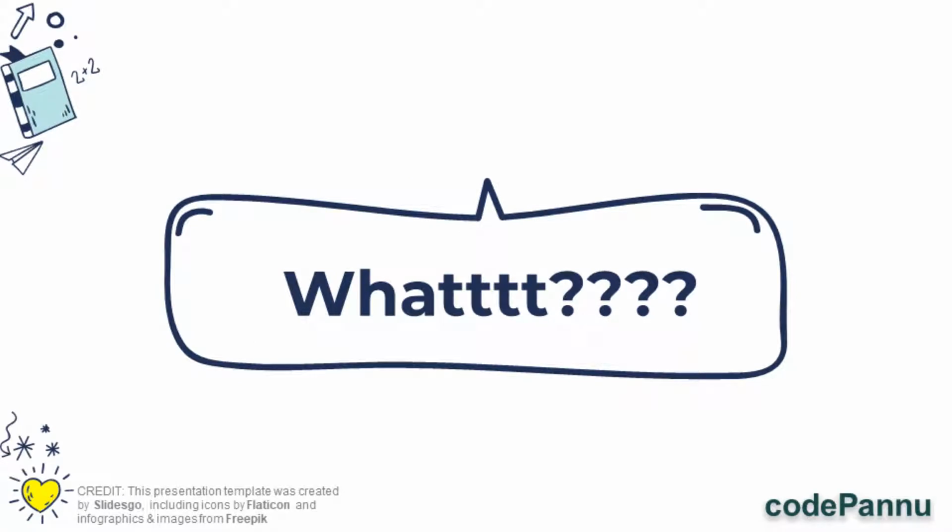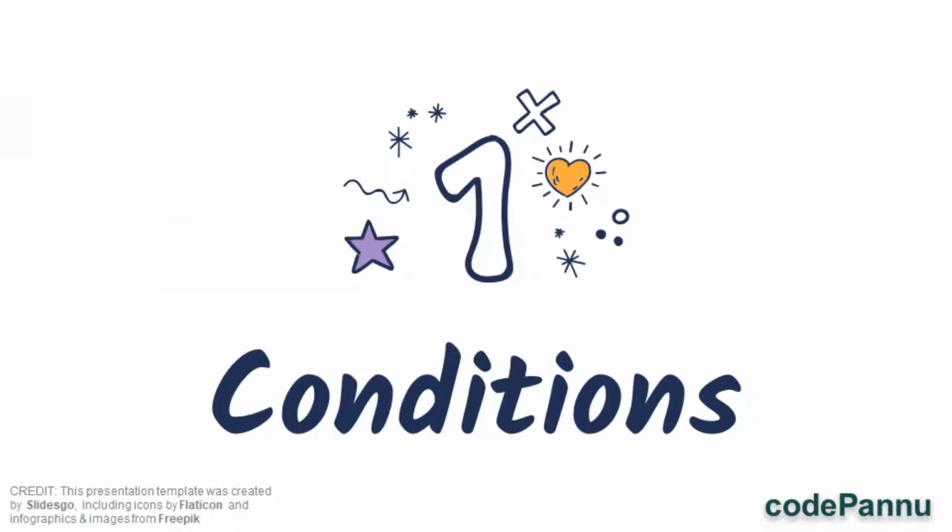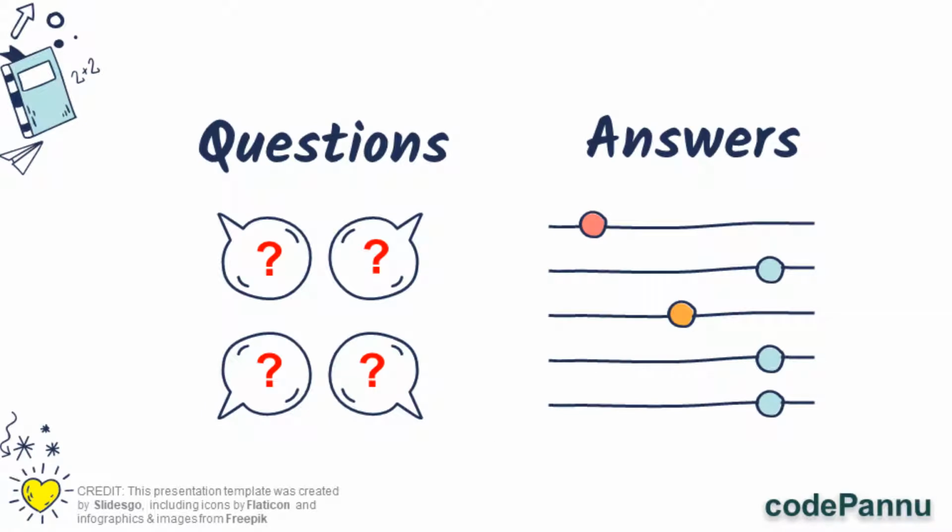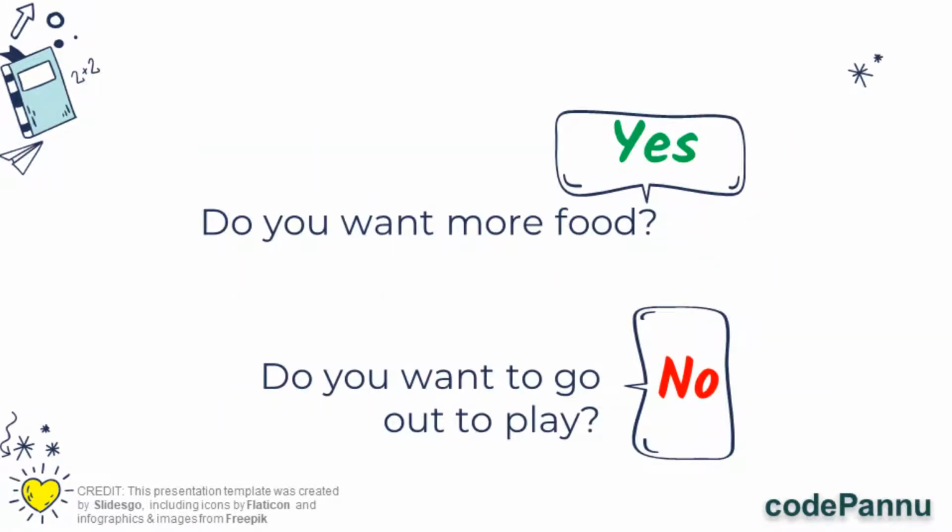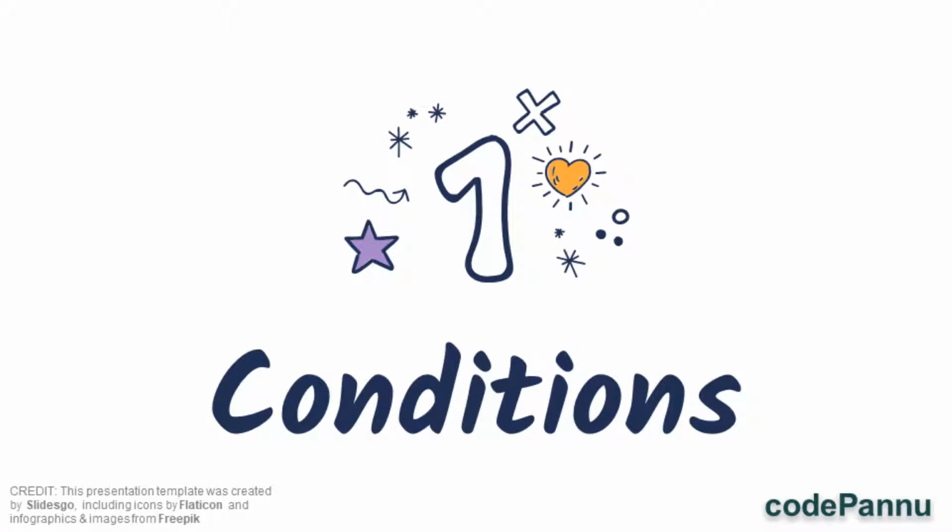Let me explain three simple terms. First is conditions. When somebody asks us a question, we give an answer. When parents ask you a question, do you want more food? You would say yes or no. When your friends ask, do you want to go out? You would say yes, I want to go, or no, I don't want to go. In programming languages also, we can ask such questions, but we won't use the word questions. Instead of it, we use the word conditions. So instead of questions, conditions.